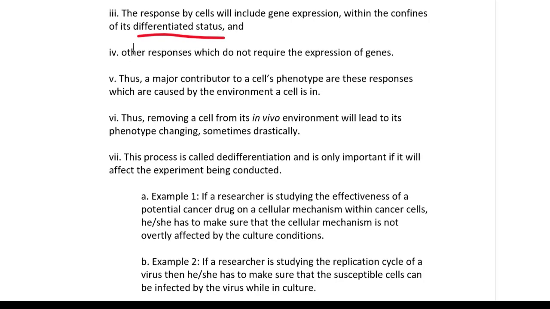If you're thinking about responses which do not require the expression of genes, the motor neuron excites the muscle cell to contract. There's no new gene expression. There are responses by the cell to cues from other cells or their external environment that do not require gene expression. Thus, a major contributor to a cell's phenotype are those responses which are caused by the environment a cell is in. Thus, removing a cell from its in vivo environment will lead to its phenotype changing, sometimes drastically. This process is called dedifferentiation and is only important if it will affect the experiment being conducted.